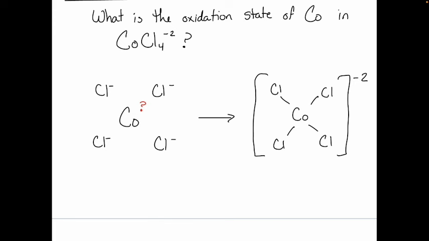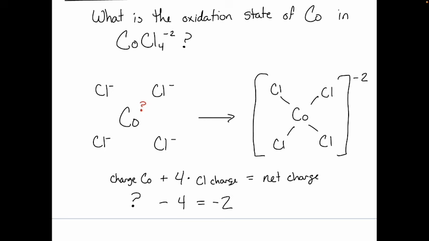All right, so my cobalt charge plus 4 times the chlorine charge is going to equal my net charge. I know my chlorine charge is minus 1, so what minus 4 is going to leave me with negative 2? I believe in y'all. We can do this kind of math here. All right, yeah, positive 2. So my oxidation state of my cobalt would be that charge, plus 2. It's plus 4 times the charge on the chlorine, and each charge is negative 1. So 4 times negative 1 is negative 4.